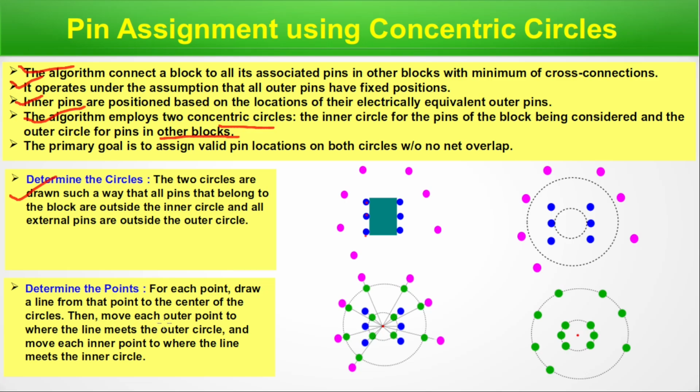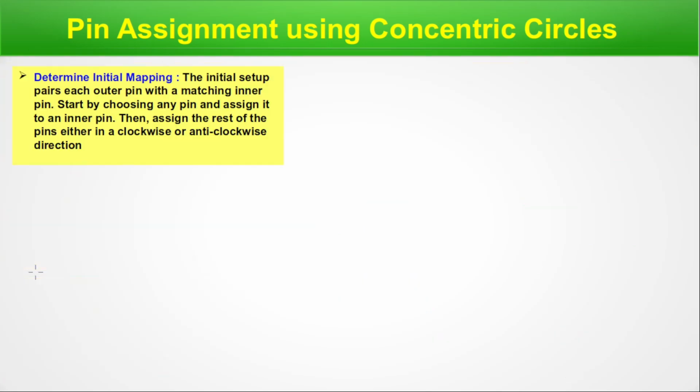Then move each outer point to where the line meets the outer circle, and move each inner point to where the line meets the inner circle. So there is a point. We are shifting two sets of pins, their positions. Now these pin positions are shifted onto the circle perimeters in both cases. This is the second step. We are done with this slide. We will move to the third step on the next slide.